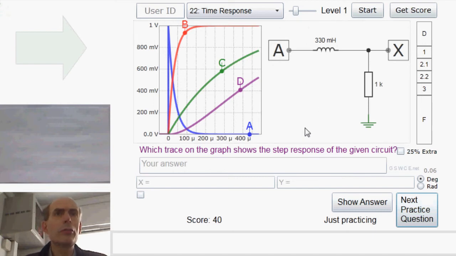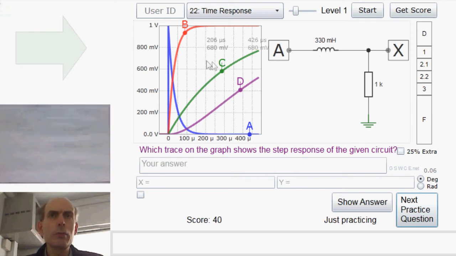Trace on the graph shows this step response. Well, it's an inductor. You cannot change the current through an inductor instantly. That's what inductors do. They resist the change in current. So as soon as A shoots up to 1, the current through this inductor will not change immediately, which means that point there at X will remain at 0 initially. Eventually the current will start to flow through the inductor, and it will build up until you've got 1 volt flowing down through this 1K resistor, generating 1 milliamp of current. And it builds up to that slowly in a first order type of way.